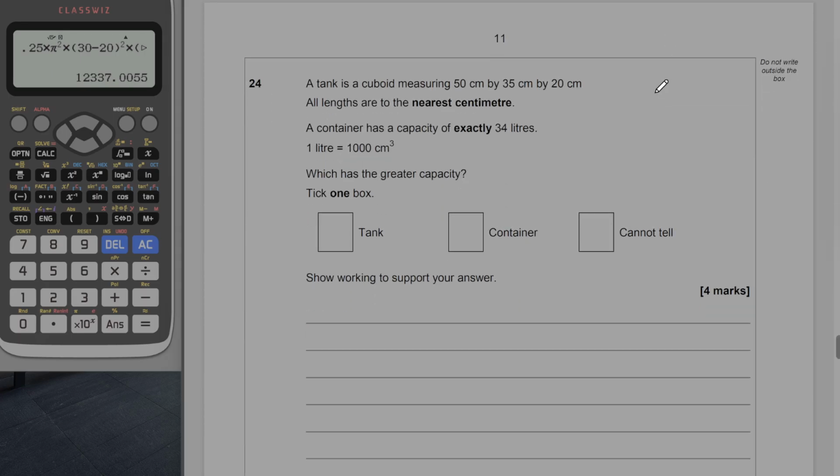And question 24. A tank is a cuboid measuring 50 by 35 by 20. All lengths are to the nearest centimetre. A container has a capacity of exactly 34 litres. 1 litre is 1,000 centimetres cubed. Which has the greater capacity: the tank, the container, or you cannot tell?